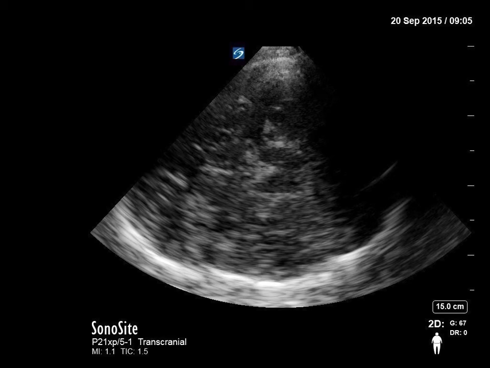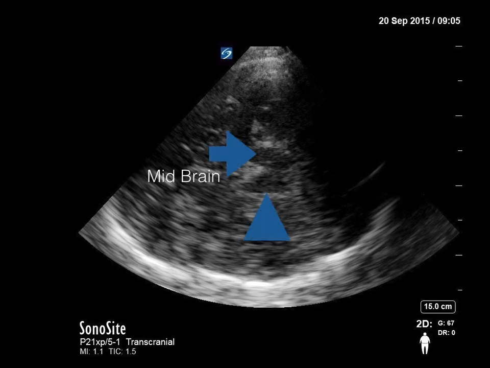So this is the structure you have just seen. You can see in the middle of the screen two peanut-like structures together. One is a big thick arrow and a triangle. They are both pointing towards the midbrain level. So it might be midbrain, pons, medulla, depending upon the angle of the probe you are using. If you are too down, it will be pons or down below.